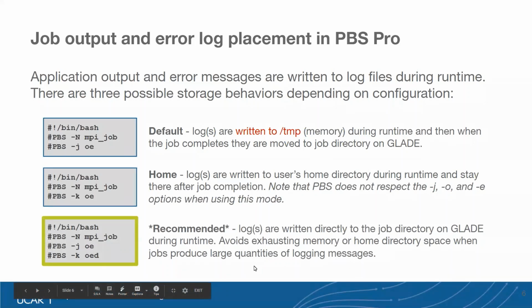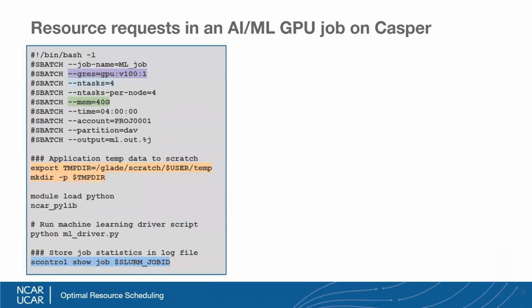It lets you look at those log files as the job is running, so you can see the output right away. And it avoids exhausting memory or exhausting your home directory space, as you might if you used the other option when jobs produce large quantities of logging messages. So the only thing you'd have to worry about there is if you run out of scratch, but the odds are if you run out of scratch, your job's going to fail anyway. So that's kind of a subtle resource, but it's something to think about.